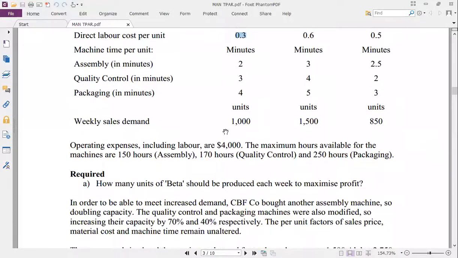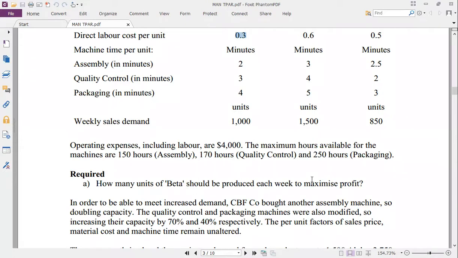Now this particular question, they ask for a specific section. The examiner asks for a specific section. If you read the requirement carefully, they say how many units of what? Beta should be produced each week to maximize profit. They ask for beta. But beta score last. That means she was the last person. So take note of that.